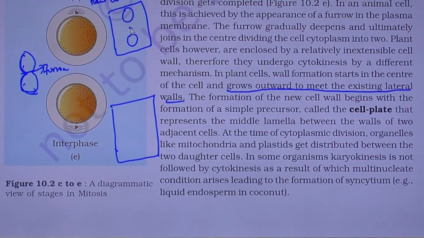So in plant cell the wall forms from here towards the outer cell.